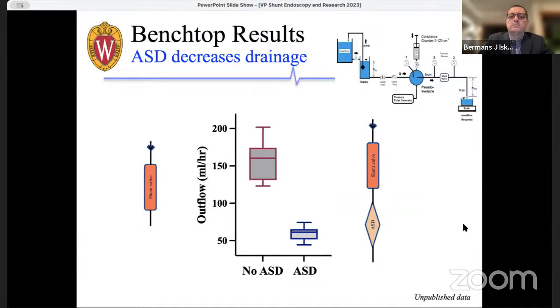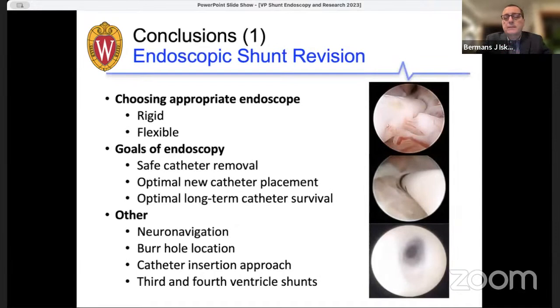Okay. So what I've just illustrated to you is that endoscopy can help significantly in preventing shunt complications and shunt obstructions. We have different types of endoscopes we can choose from. The goals, again, are safe catheter removal, optimal new catheter placement, and optimal long-term catheter survival. We can use a variety of adjuncts, neuronavigation, and the catheter insertion approaches, etc.